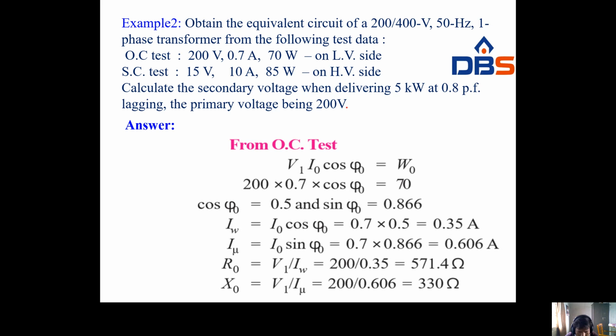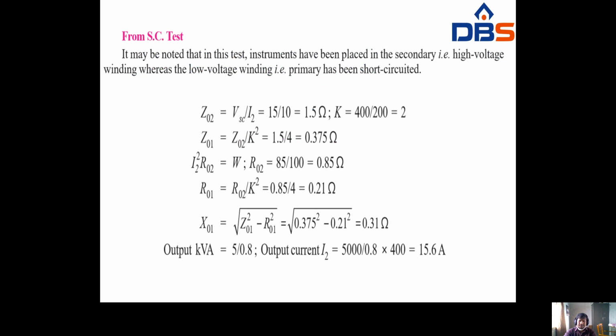From that analysis, we have to determine the shunt branch parameters R0 and X0. R0 is equal to V1 by IW, that is 200 by 0.35, that is equal to 571.4 ohms. And X0 is equal to V1 by I mu, 200 by 0.606, that is equal to 330 ohms. From the OC test, you determine the shunt branch parameters. From the SC test, as usual, you determine the series branch parameters.